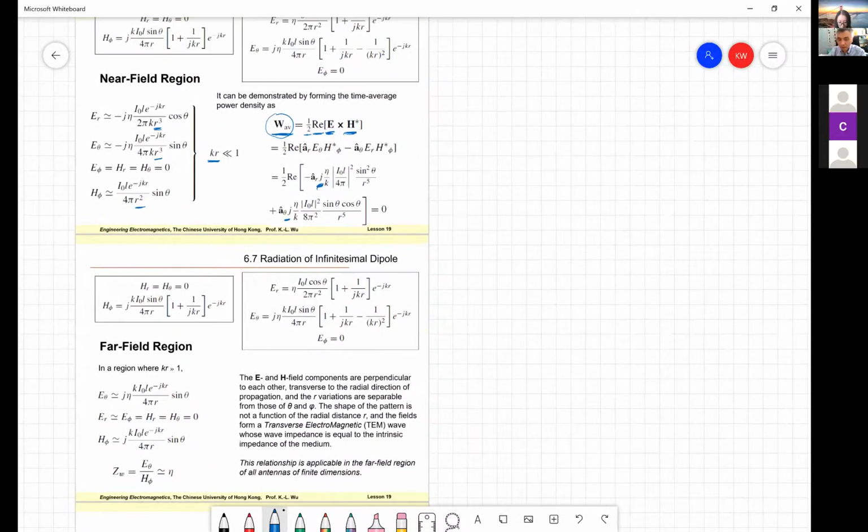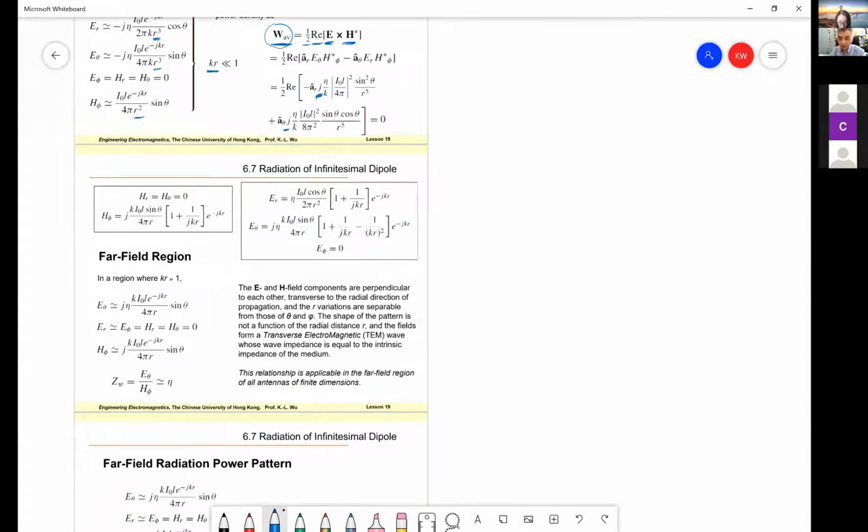Let's look at the far field. In the far field, under this assumption, we only have 2 field components. One is the electrical field and one is the magnetic field. The electrical field only has a theta component, and the magnetic field has a phi component.